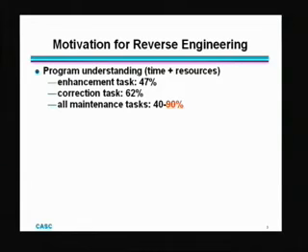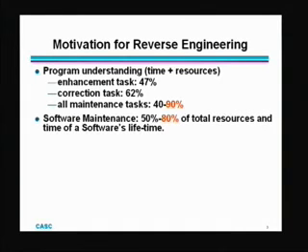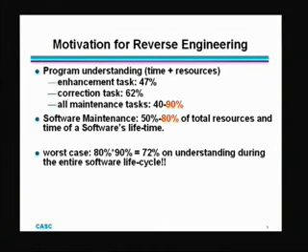How much is maintenance compared to the entire software lifecycle? Software maintenance takes 50 to 80%, sorry. So in the worst case, how much time do you spend to understand your software system? In the worst case, you spend 72% of the software lifecycle understanding your software system. So if you have a software system that lasts for about 10 years, you spend 7 years understanding your software system. Isn't that a waste of time and money?